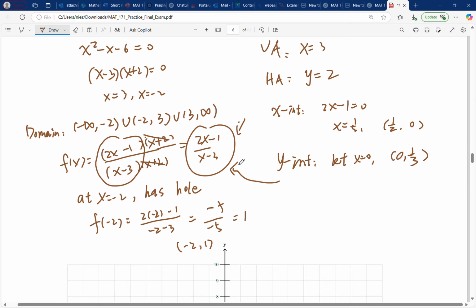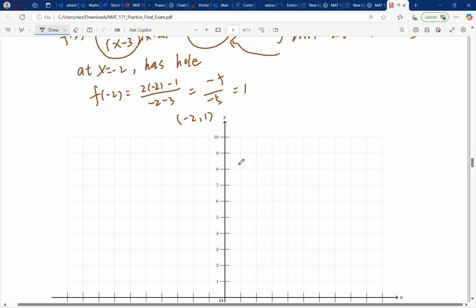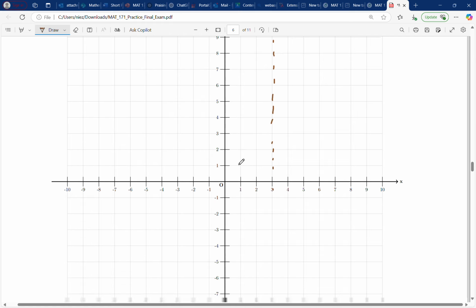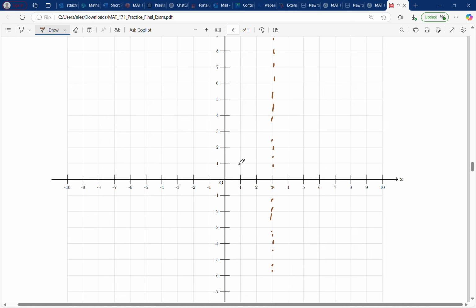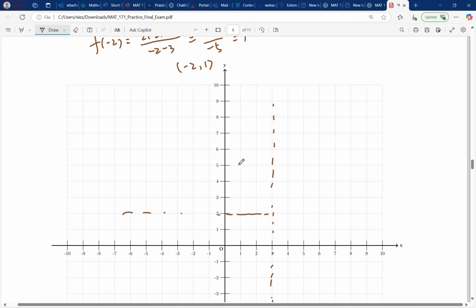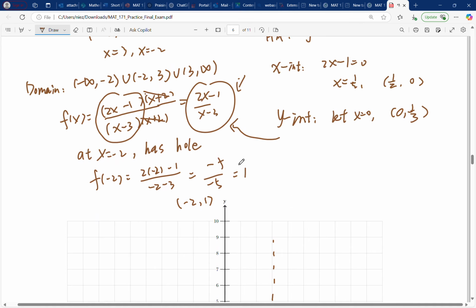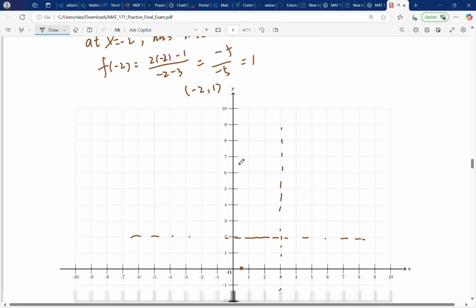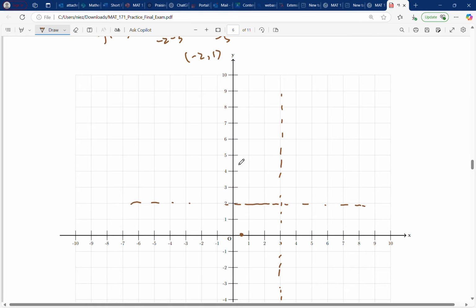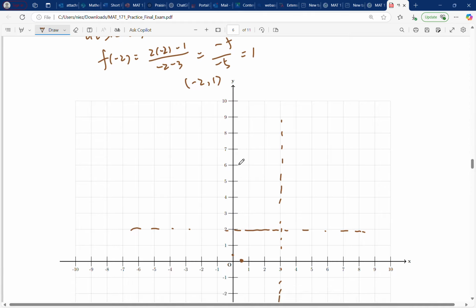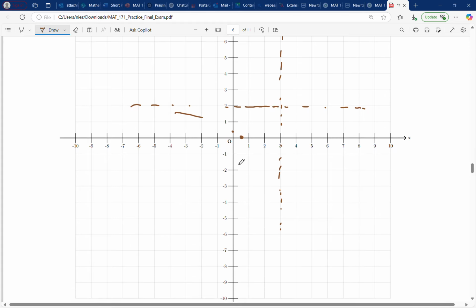And now you have so much information, right? Then you can sketch the graph. x equals 3 is a vertical asymptote. And y equals 2 is a horizontal asymptote. And you know the x-intercept is (1/2, 0). And the y-intercept is (0, 1/3). So it looks like the graph has to be like this.